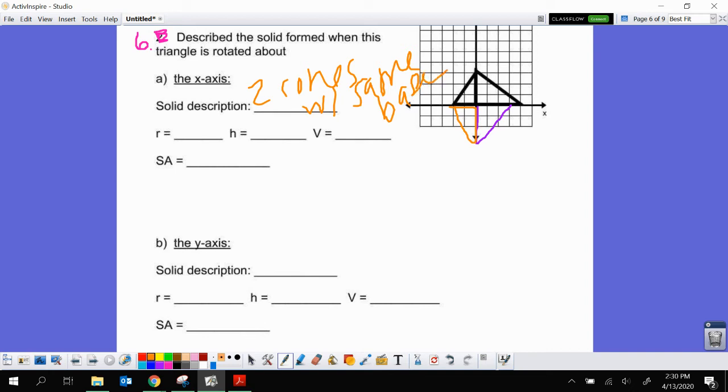Okay, and so let's get the radius. Now the radius for both cones is going to be the same, okay, because they share that same base. So the radius is 3. The height of the cone on the left is 2, and the height of the cone on the right is 4.